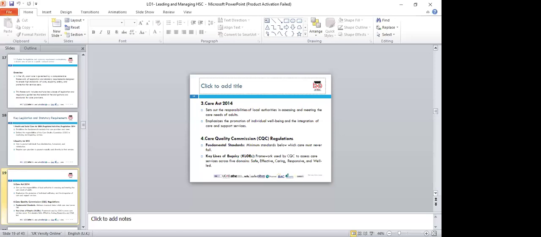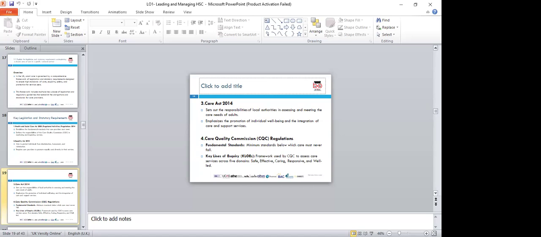Okay. Now, the Care Act 2014 sets out the responsibility of local authorities in assessing and meeting the care needs of adults. It emphasizes the promotion of individual well-being and integration of care and support services. Very, very important, the Care Act 2014. We need to take note of this.